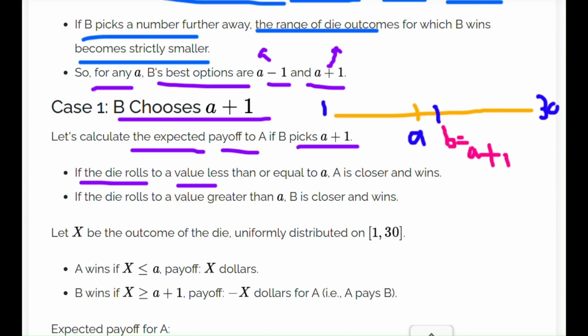Now, for all of the die rolls which are less than A, this part, this would be closer to A, so A would be the winner. If the die rolls to a value greater than A, so all of these die rolls, this would be closer to B, so B would be the winner.